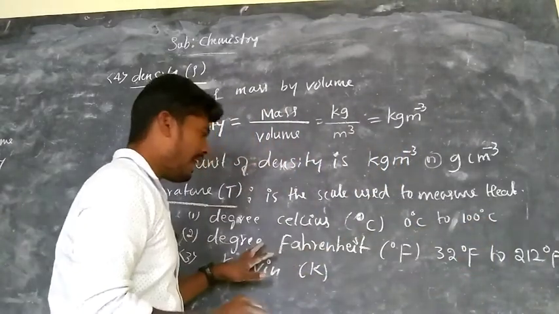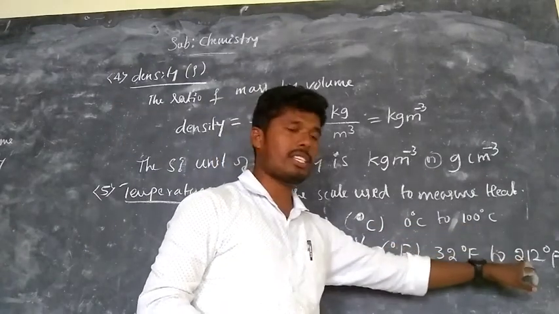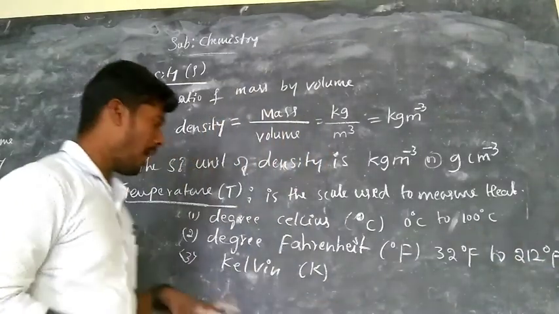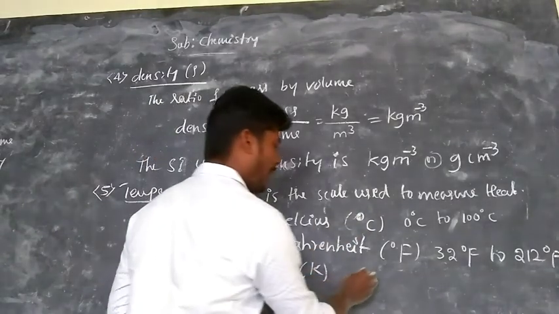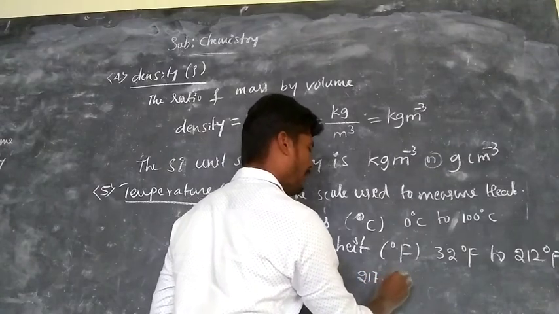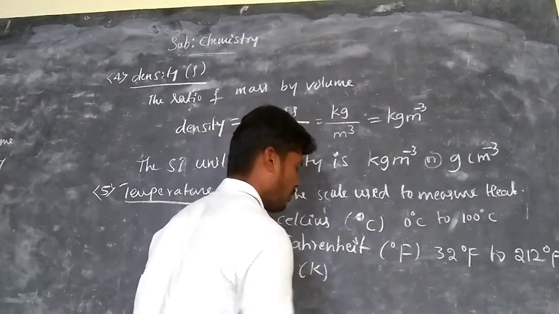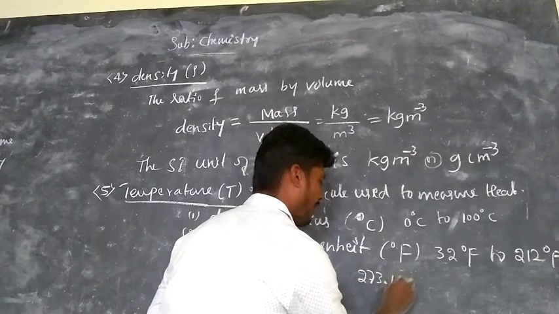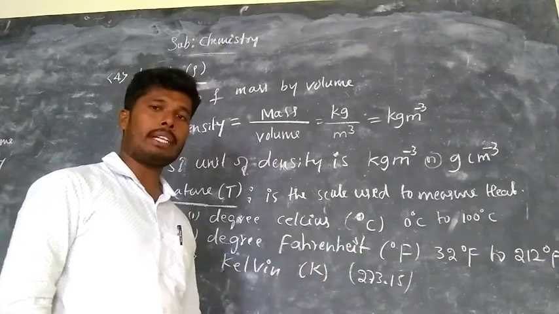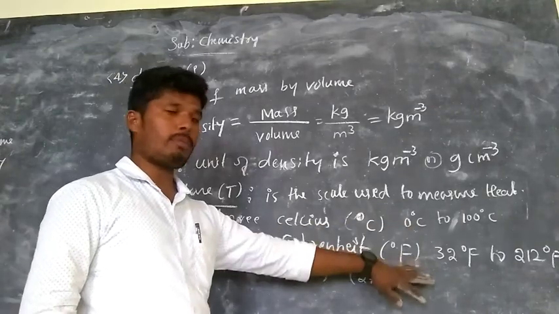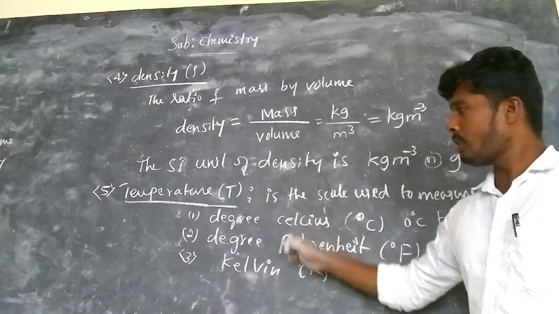For the same values in the Fahrenheit scale, 0 degree Celsius is 32 degree Fahrenheit, and 100 degree Celsius is 212 degree Fahrenheit. And to convert from degree Celsius to Kelvin or Kelvin to degree Celsius, we have to add 273.15. To convert from degree Celsius to Kelvin, we add 273.15 Kelvin. These are some values related to each other.